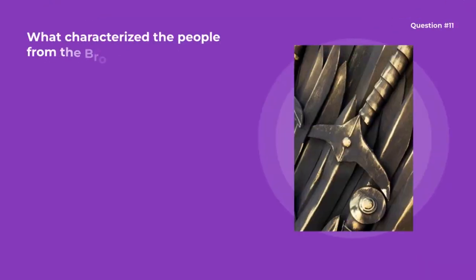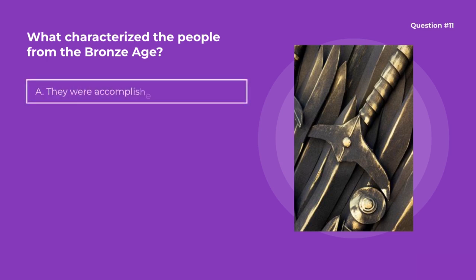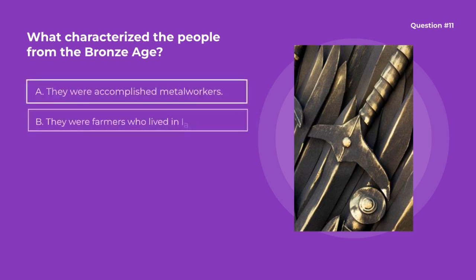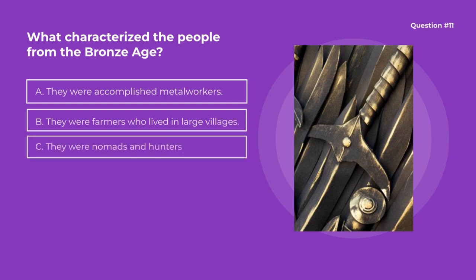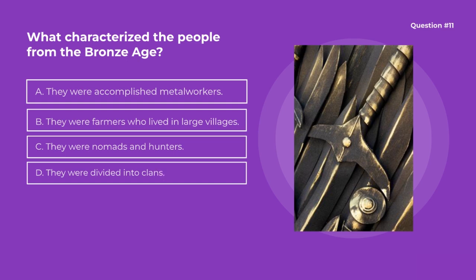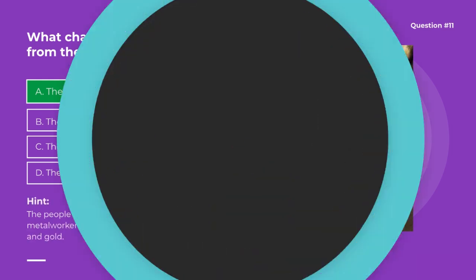Question number 11. What characterized the people from the Bronze Age? Options are A. They were accomplished metalworkers, B. They were farmers who lived in large villages, C. They were nomads and hunters, D. They were divided into clans. The correct option is they were accomplished metalworkers. The people of the Bronze Age were accomplished metalworkers who made many beautiful objects in bronze and gold.